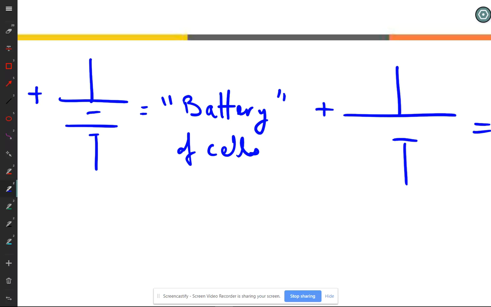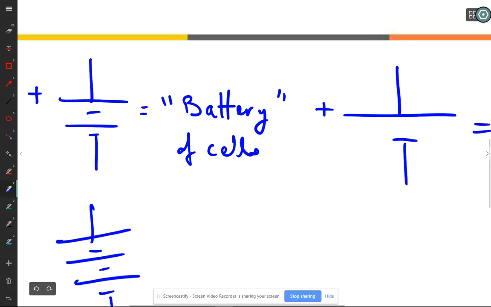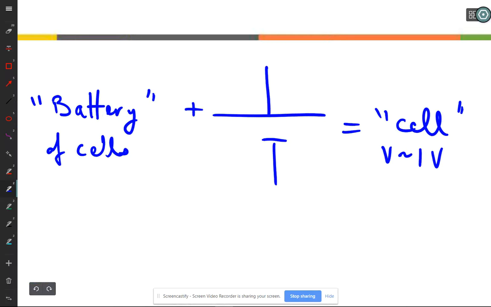The short side is the negative. So when you look at the battery, you have positive, negative. That would be 2 cells. And some people write it with 3 cells. You'll also see it written that way. I've never seen it with more than 3 cells. So either of these is a battery. This one here is a cell.